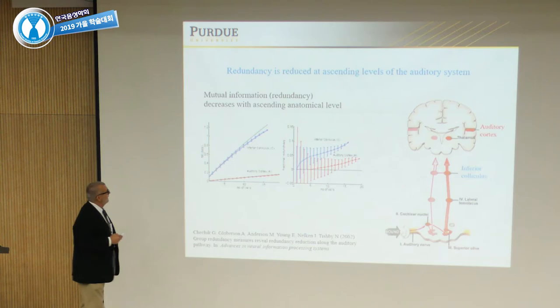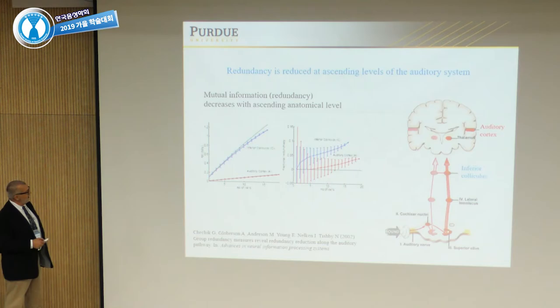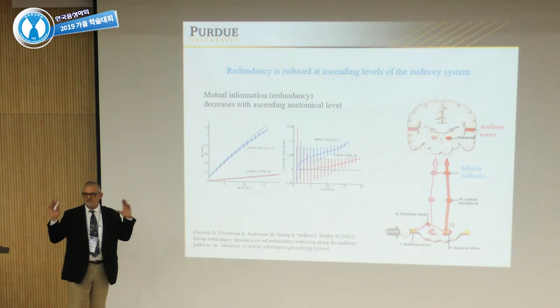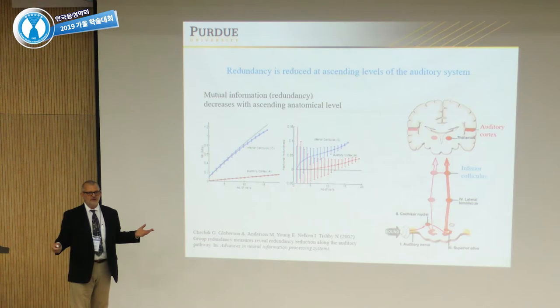You don't have to get deep in the weeds, but these are measures of hundreds of neurons that are recorded. Some of them are being recorded in auditory cortex way up here, and some of them are being recorded in inferior colliculus, which is about four synapses into your auditory system. And all they did, they played a bunch of bird calls to these neurons, and they asked, how much mutual information? How much is one guy doing that someone else is also doing?